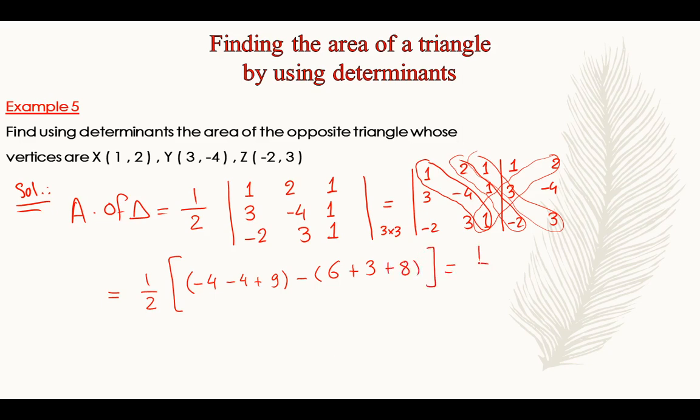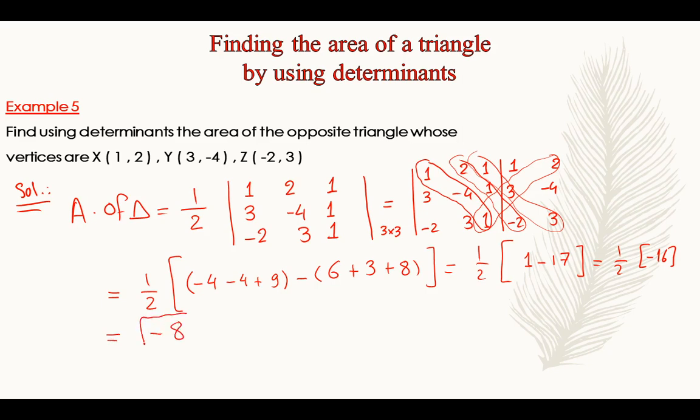So this will be equal to half multiplied by negative 4 minus 4, negative 8 plus 9, which equals 1. 6 plus 3 is 9, 9 plus 8 equals 17. So it will be 1 minus 17, which equals half times negative 16, which equals negative 8.